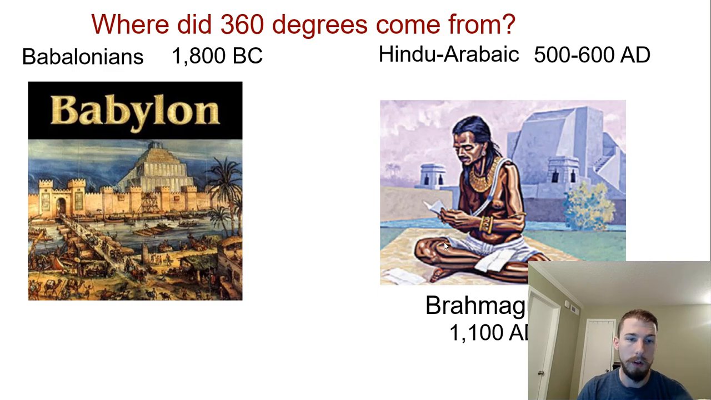I think Babylon, which is modern day Baghdad, so in Iraq. So, the Babylonians, about 1800 BC, came up with a sexagesimal system. And they would count, like we count to tens, they counted to 60s. And from that, 60 times 6 would give you 360 degrees. And so that's kind of how it came up, and I'll show you that in the next slides.